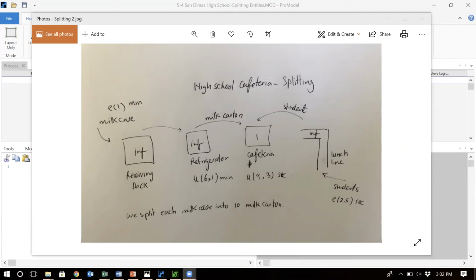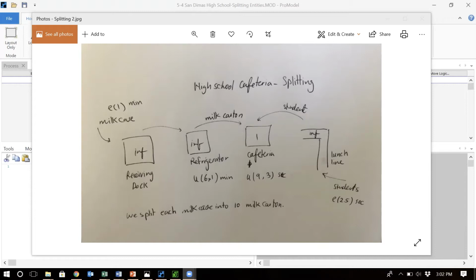In this video, we are going to learn the concept of splitting and how we can implement this concept in ProModel. What is the splitting concept? Okay, so let's look at this example. It gives you a good sense of what we mean by splitting.